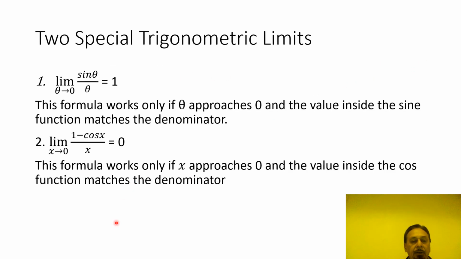We have two special trigonometric limits. The first one is the limit of sine theta over theta as theta approaches 0, which is 1. This formula works only if theta approaches 0 and the value inside the sine function matches the denominator, say theta matches with theta. The second special limit: the limit of 1 minus cosine x over x as x approaches 0 is 0. And this formula works only if x approaches 0 and the value inside the cosine matches the denominator.